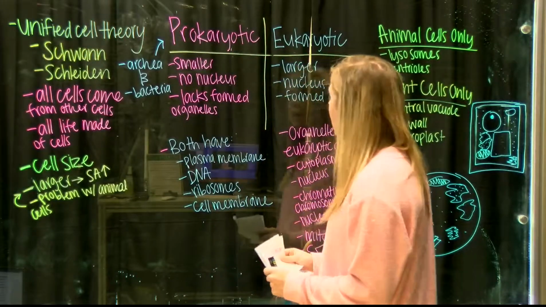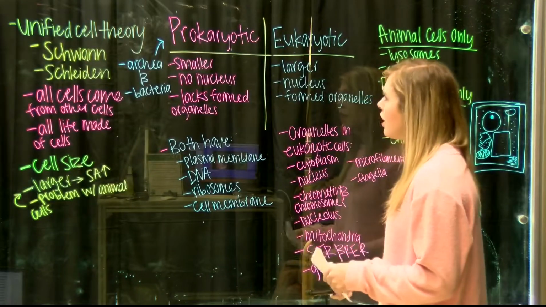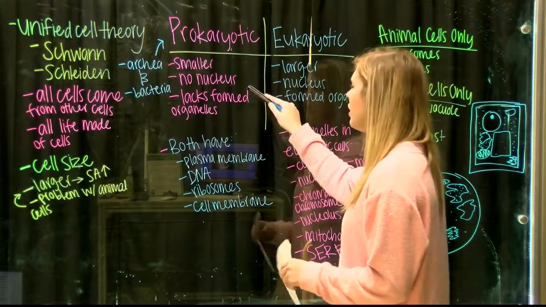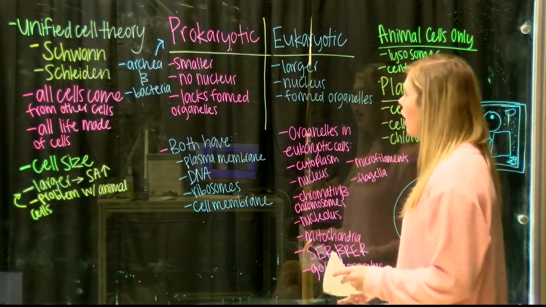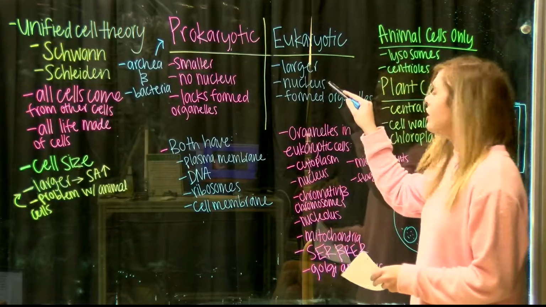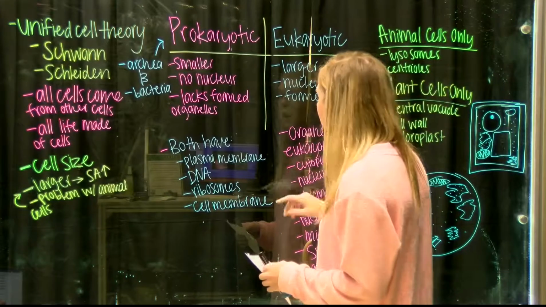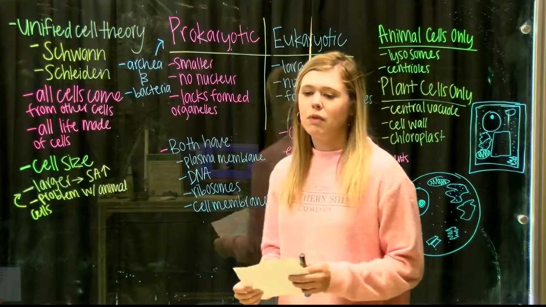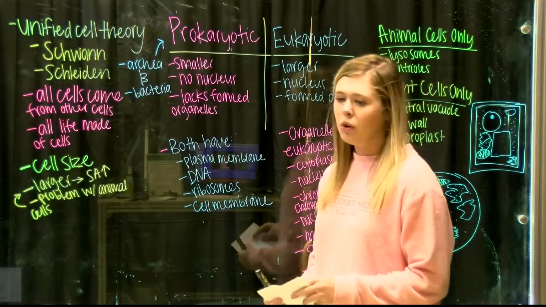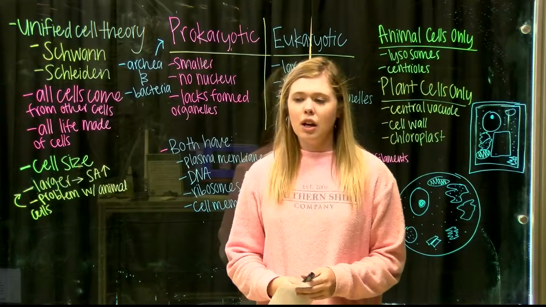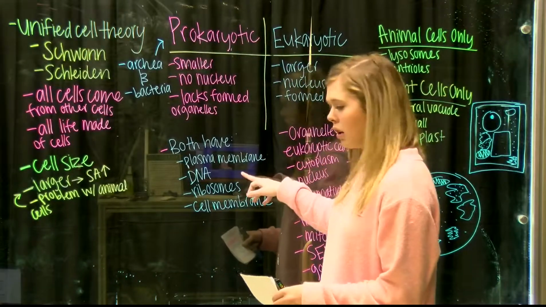The next thing is prokaryotic cells versus eukaryotic cells. Prokaryotic cells are smaller, don't have a nucleus, and lack formed organelles, while a eukaryotic cell is larger, has a nucleus, and has formed organelles. Both have a plasma membrane, which is made of phospholipids, and it's filled with a cytosol, which is an aqueous solution that holds everything in the cells. They also both have DNA.